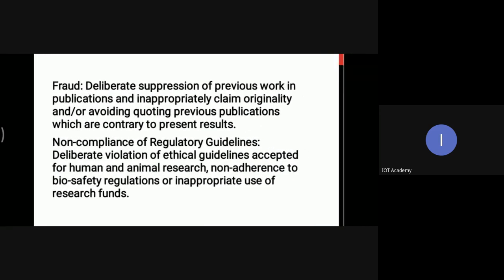Then it talks about how we should not do any kind of fraud in terms of our research. Non-compliance with regulatory guidelines: we have to follow the rules, we have to be law-abiding. That's what I have been telling earlier also. We have to abide by the rules and regulations made by UGC, ICSSR, or any research institute which has permitted you to conduct any kind of research. We have to ensure that all those laws are properly followed.